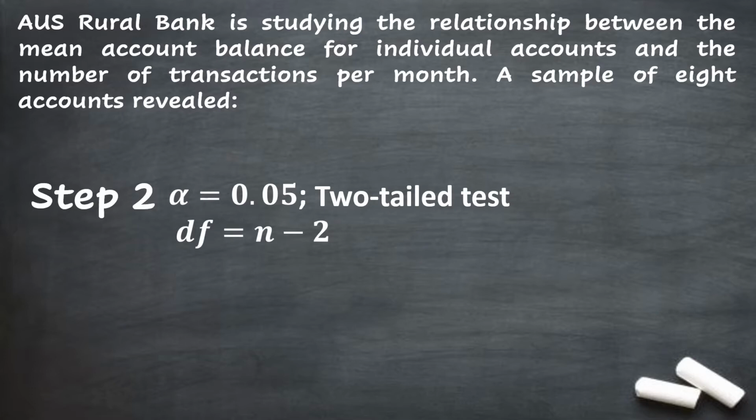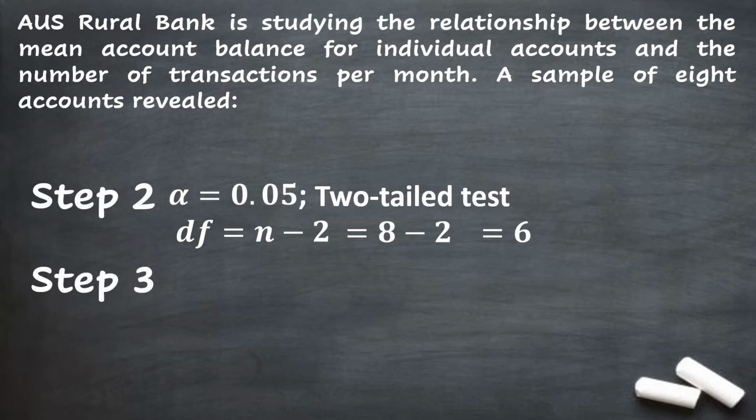For the degrees of freedom, the formula is n minus 2. n represents the number of paired data given in the problem or in the table. If you can recall po, we have 8 pairs of data in this given problem. So substituting it in the given formula, we'll have 8 minus 2. Simplifying, the value for degrees of freedom is 6.